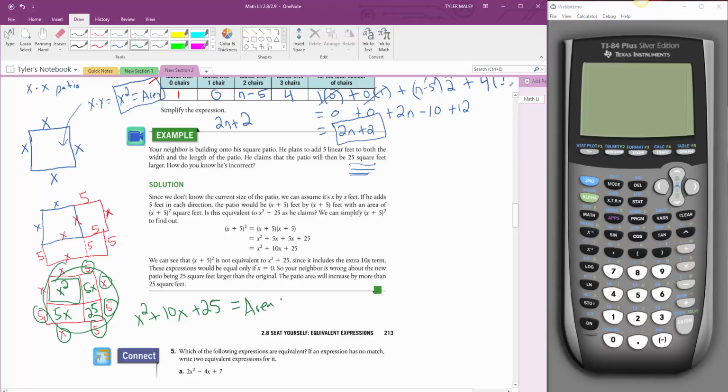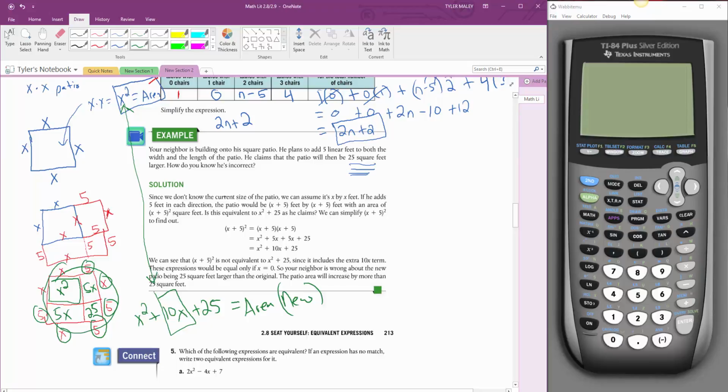So this is my new area, right? If we compare it to the old area of x squared, we're not simply adding plus 25 onto it. We're also adding this 10x part to the area as well. And that's what the solution is trying to walk you through.